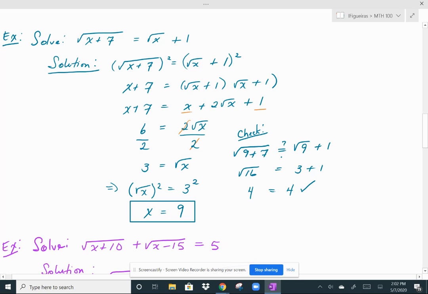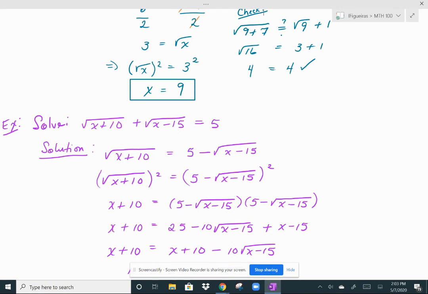And then repeat the process of squaring both sides. So I have root x squared equals 3 squared, so you get x is equal to 9. The check is here on the right. It works, so you get one solution, which is 9. Okay, let's move on to the next problem, which also has two radicals.